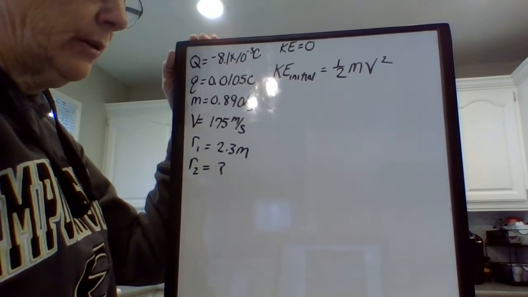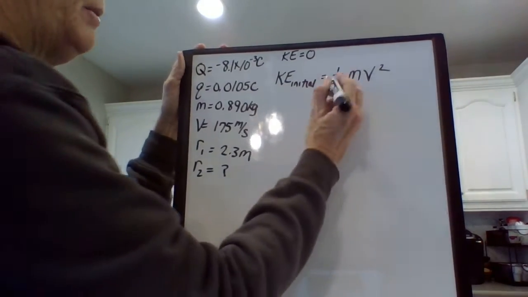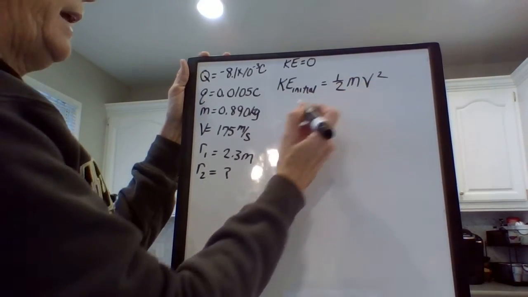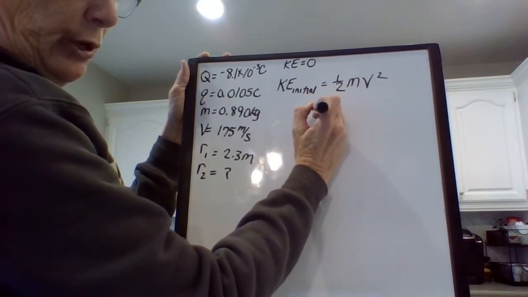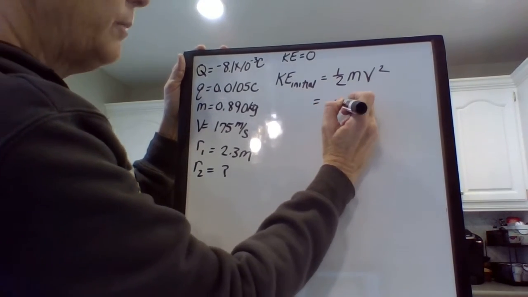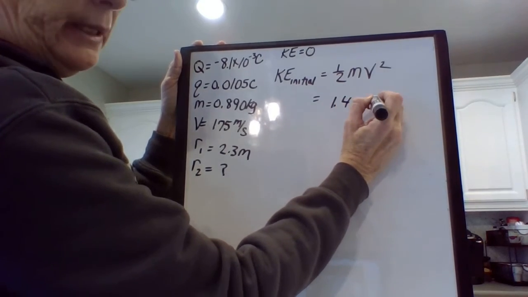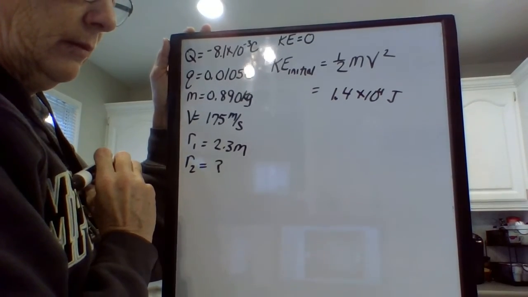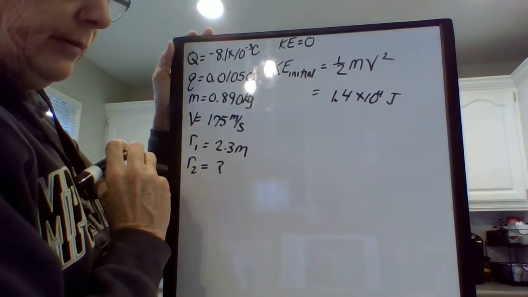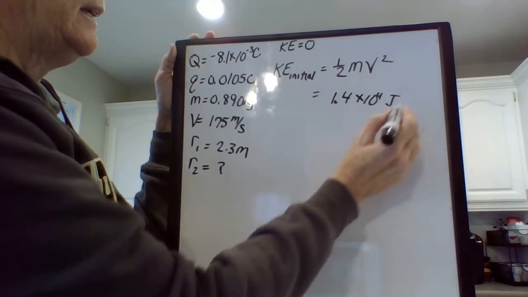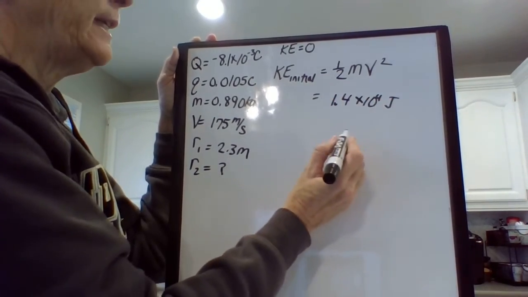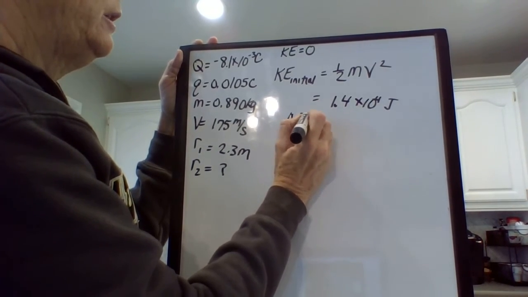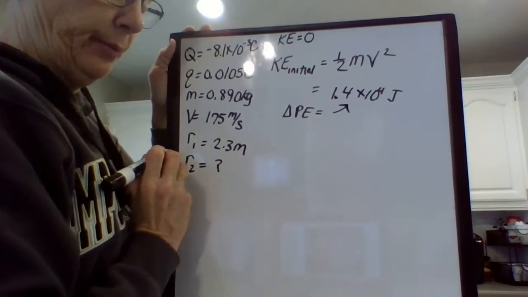Okay, find its initial kinetic energy, plugging the numbers in, one half mass times velocity squared. So the initial kinetic energy is 1.4 times 10 to the 4th joules. So that means when all of this kinetic energy is gone, it's going to be all potential energy. So the change in potential energy is going to be that amount.